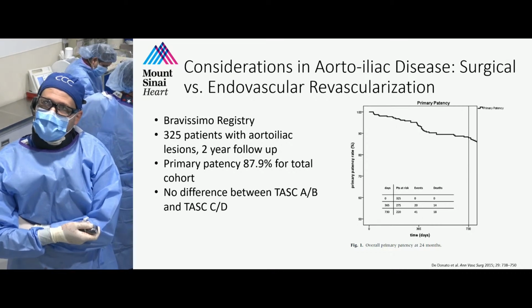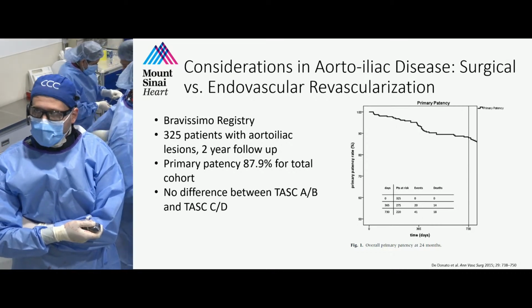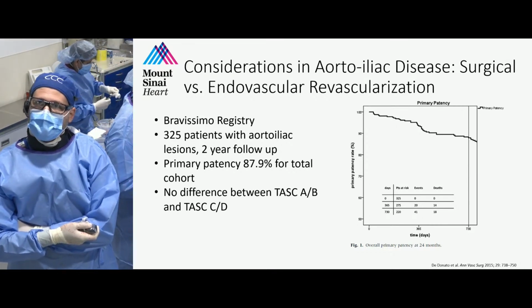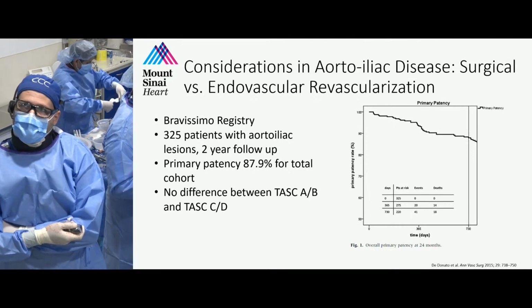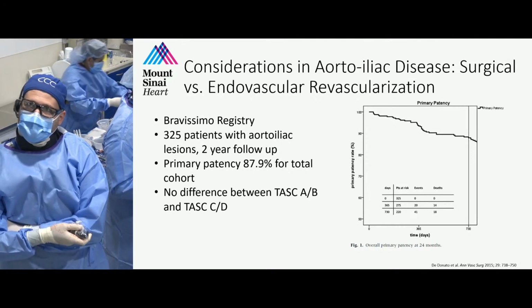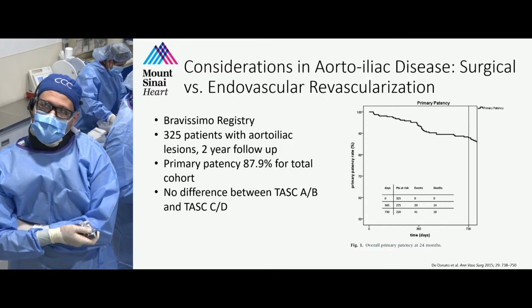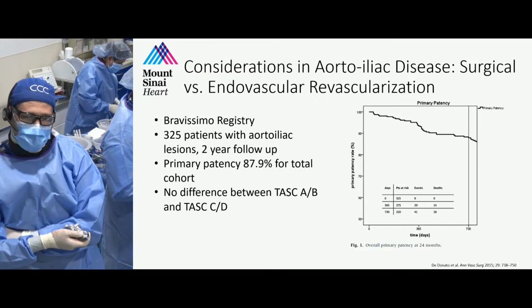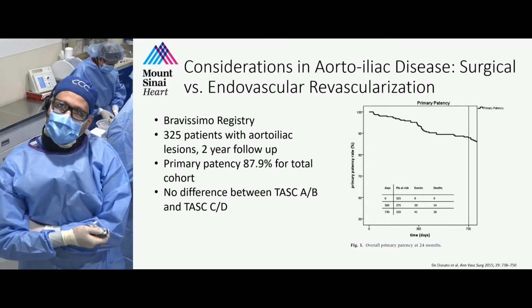So this was a registry study that looked at endovascular interventions for aorta iliac disease and showed a good, almost 90% primary patency at 2 years. And there was no difference between TASC A and B and TASC C and D lesions in terms of outcomes in this registry.